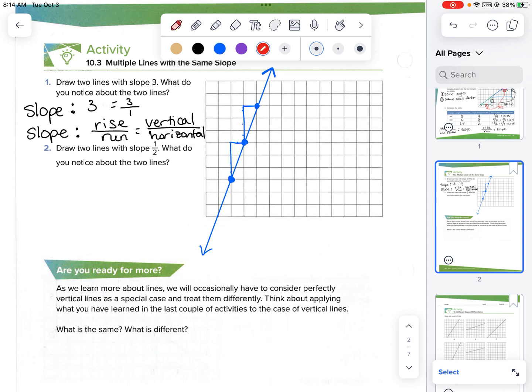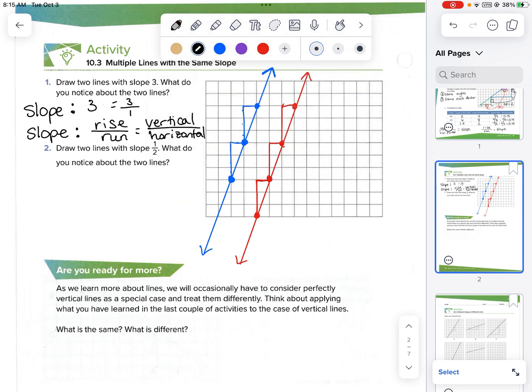All right, now I'm going to choose this point here because it said to do 2 lines. I'm going to have a rise of 3 again, a run of 1, and put my new point. Rise of 3, run of 1. We're going to talk about what we notice after we draw our next 2 lines.